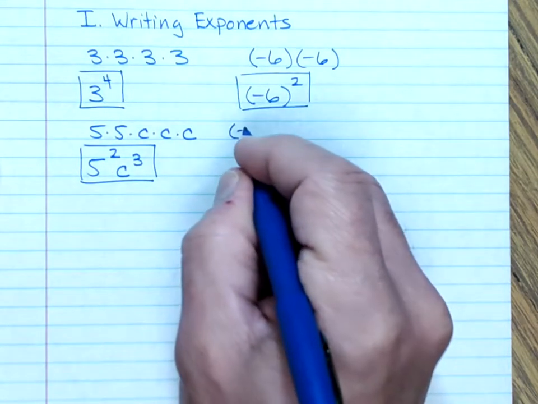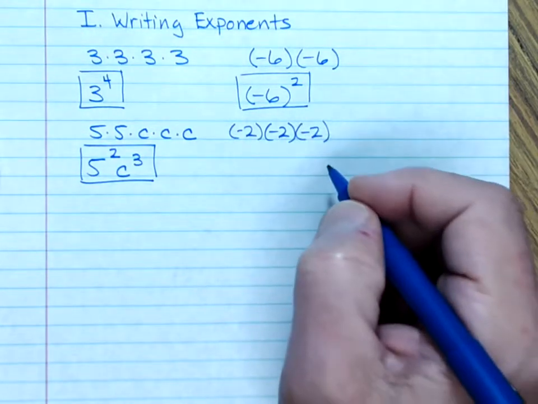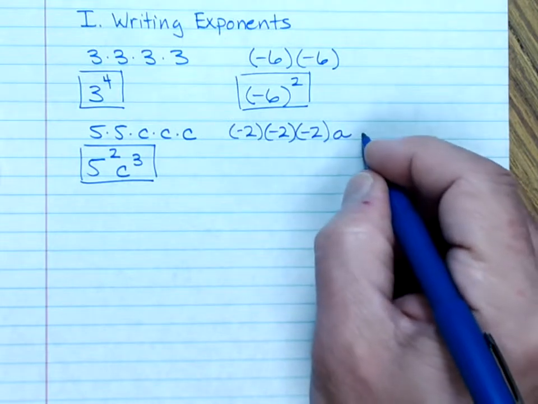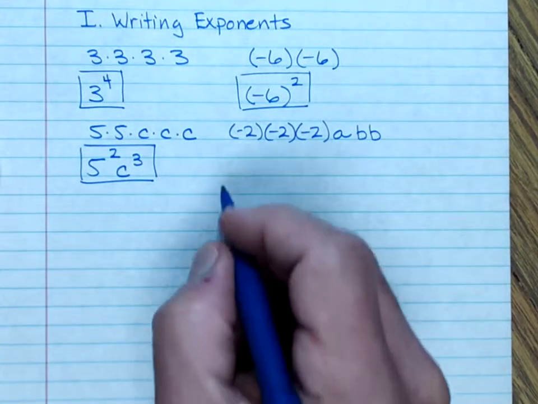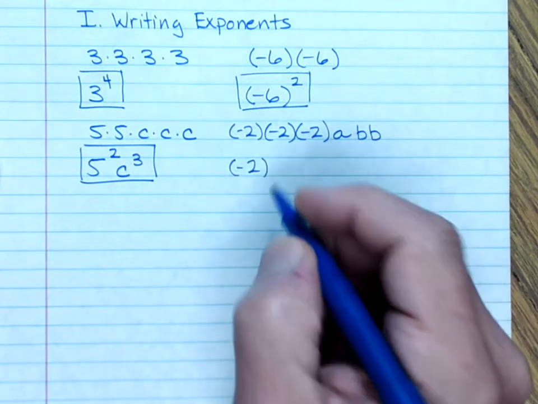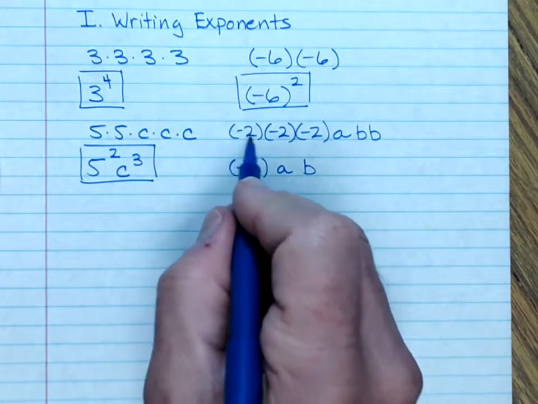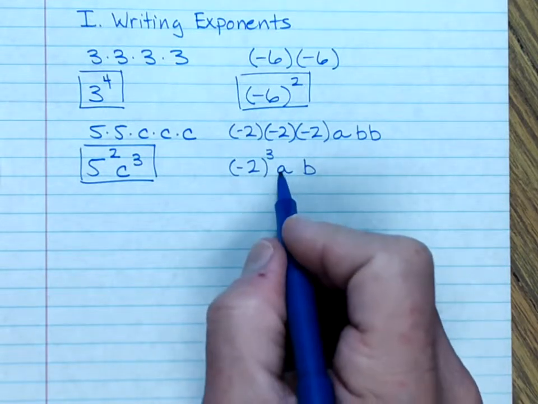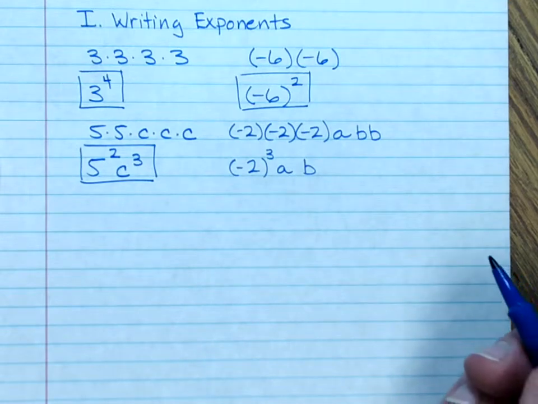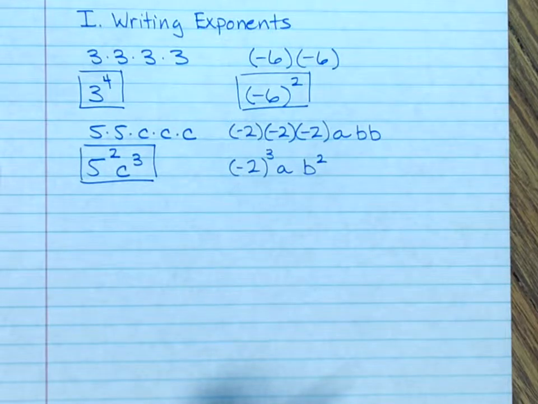The quantity negative 2 times the quantity negative 2 times the quantity negative 2 times a times b times b. So I have 3 different bases here, or 3 different factors. I have the quantity negative 2, I have a, and I have b. My negative 2 repeats 3 times, so that's the quantity negative 2 cubed. I have a showing just once, so I just leave it as a. And I have b twice, so that's squared. So this is the quantity negative 2ab squared.